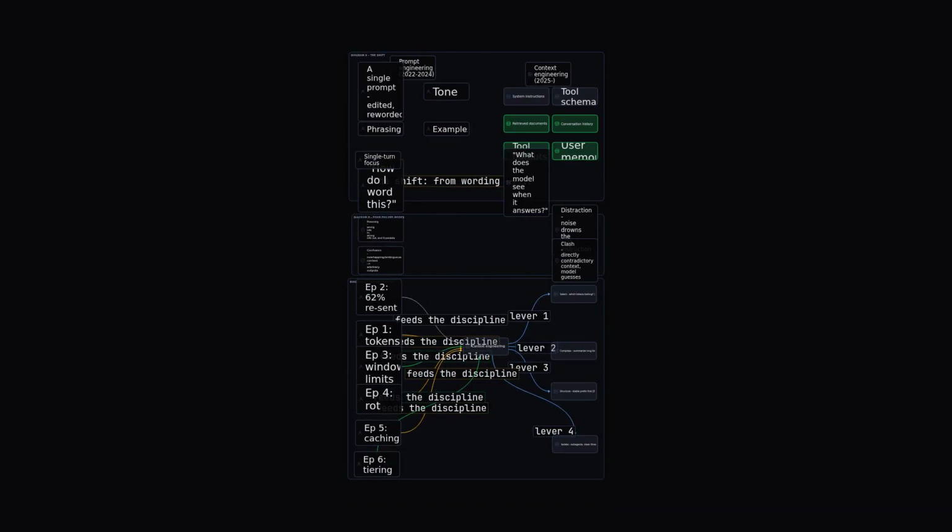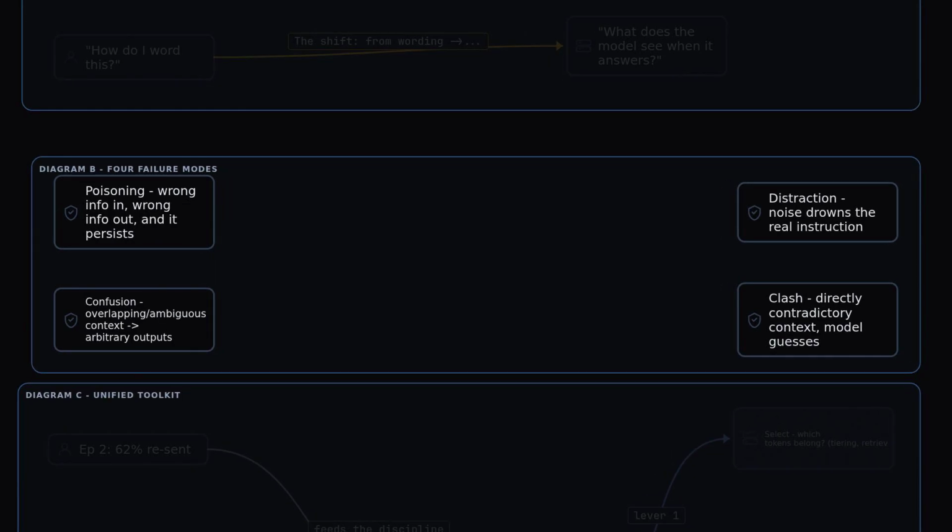Part 2. What this discipline actually does. 4 failure modes, 4 levers. Context engineering isn't a vibe. It's a named discipline because context fails in specific, repeatable ways.